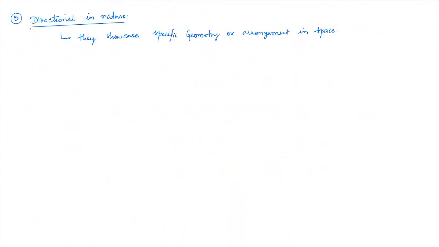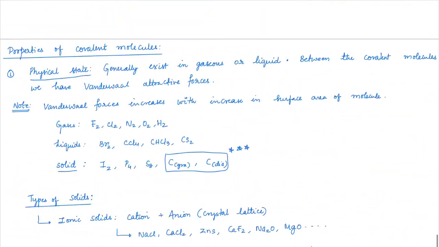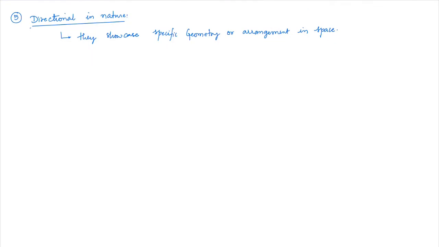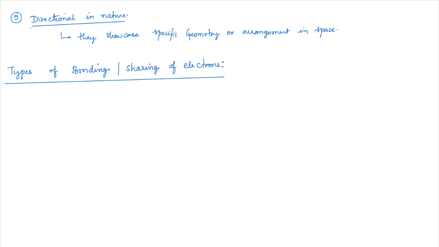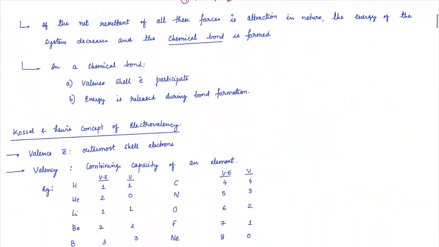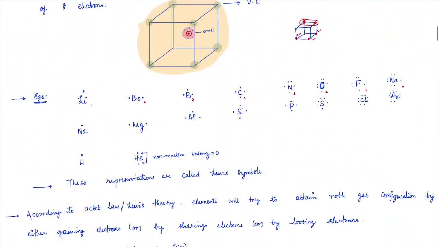Okay, so far I think we have studied the first aspect, that is properties of covalent molecules. The second aspect is how the type of bonding is happening, that is sharing of electrons, how the sharing of electrons takes place. At the start of the chapter, if you just recall, we learned something called Lewis dot representation here. You can see this, right?